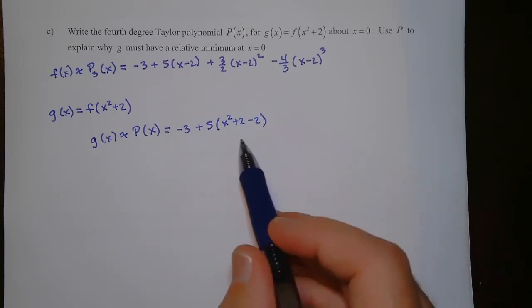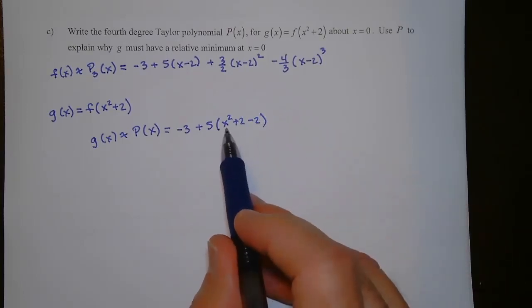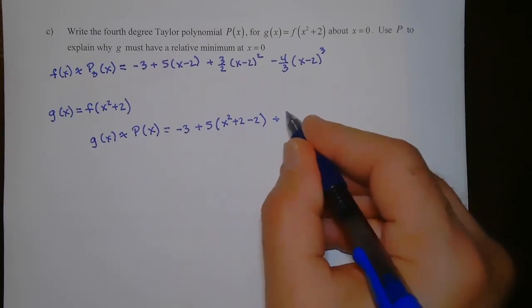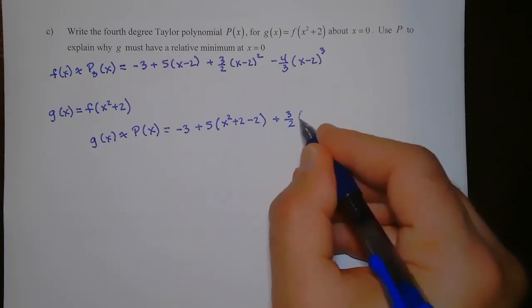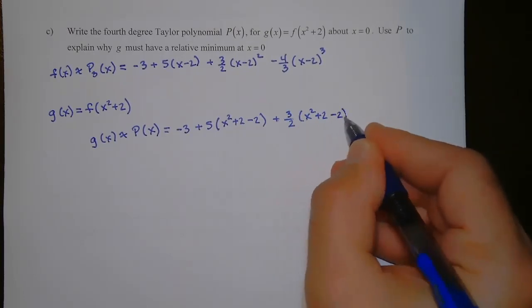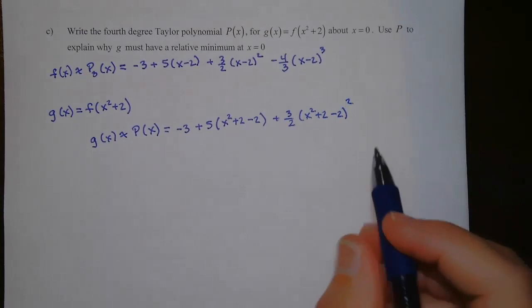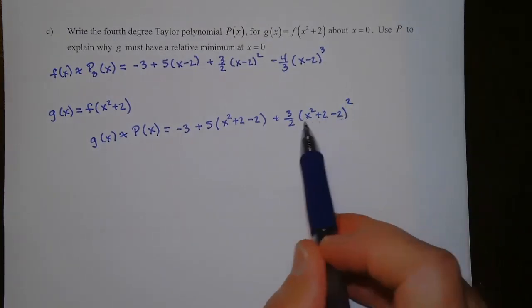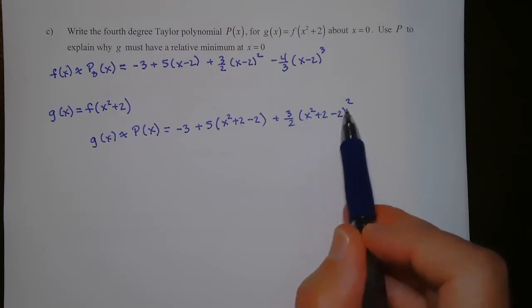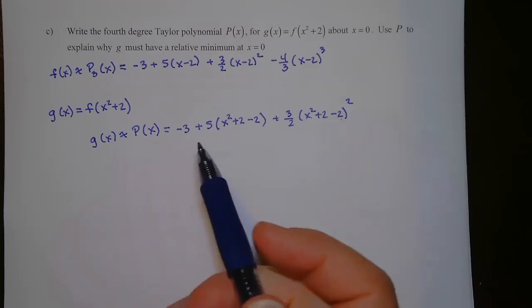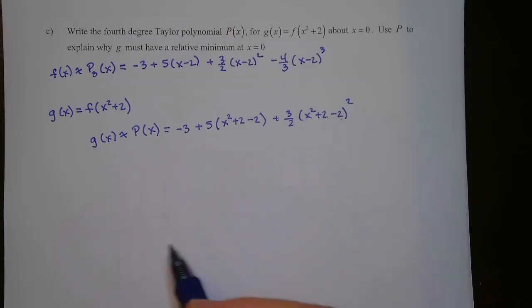Right now we have a second degree because we have an x squared. If we multiply this out, it'd still be x squared. And then in this next one, we'd have plus 3 halves times x squared plus 2 minus 2, and we would be squaring that. When we square this, the inside becomes x squared, but when we square it, this would become x to the fourth. So that's our fourth degree Taylor polynomial. We just need to clean it up a little bit.